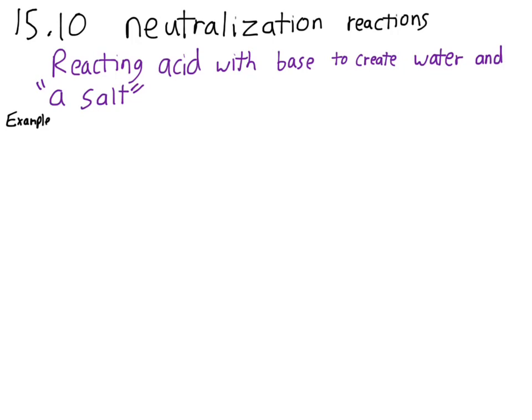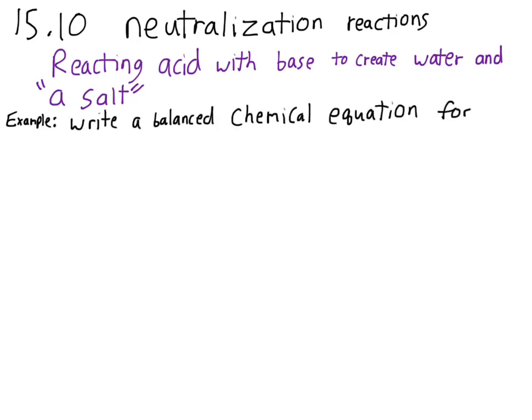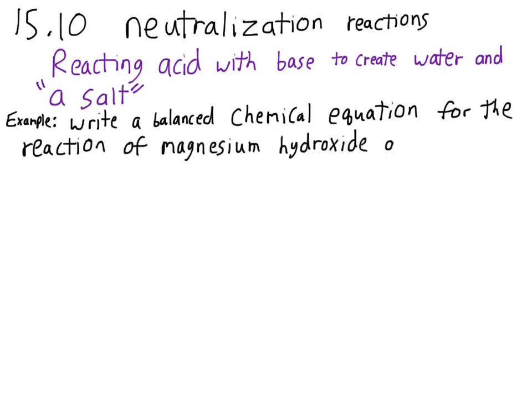So for example, write a balanced chemical equation for the reaction of magnesium hydroxide and chloric acid. So we know one's a base because it's hydroxide, the other one's an acid because it says acid, so we know we're going to form water and a salt, which will be the magnesium with the chlorate, whatever it is, ion.